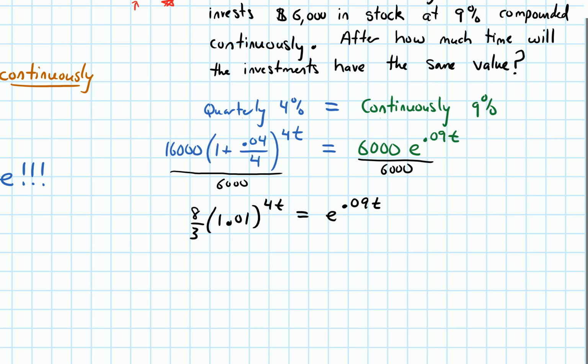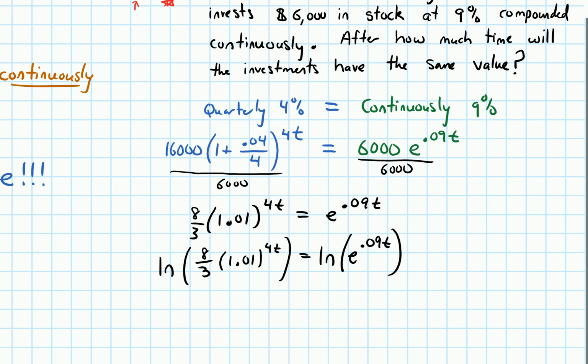When we can't get a common base, we need to use logs. So what we can do with this now is take the log of both sides. I'm actually going to take ln of both sides, because ln and having this e here will simplify very nicely. But I could actually take log of any base and have it work. So on this side I get ln of 8/3 times 1.01 to the 4t. On the right-hand side, I get ln of e to the 0.09t.